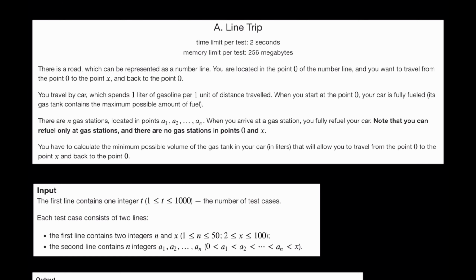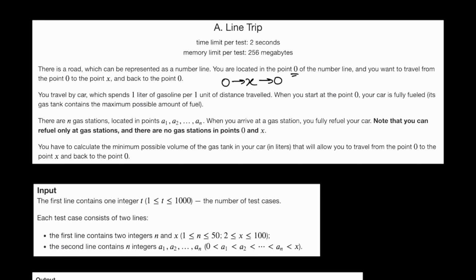There is a road which can be represented as a number line. You are located at point 0 of the number line and you want to travel from 0 to x and back to 0. You travel by car which spends 1 liter of gas per 1 unit of distance traveled. When you start at point 0, your car is fully fueled.